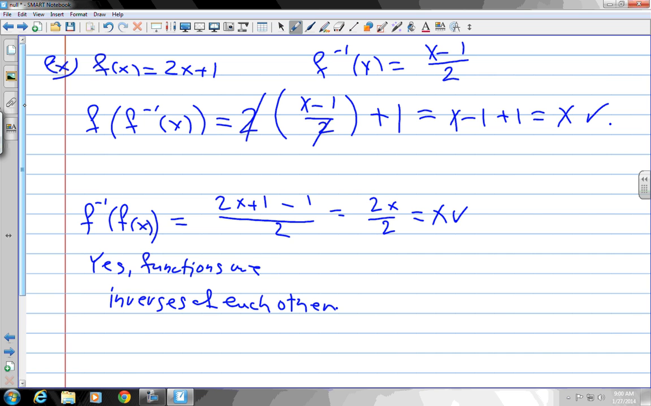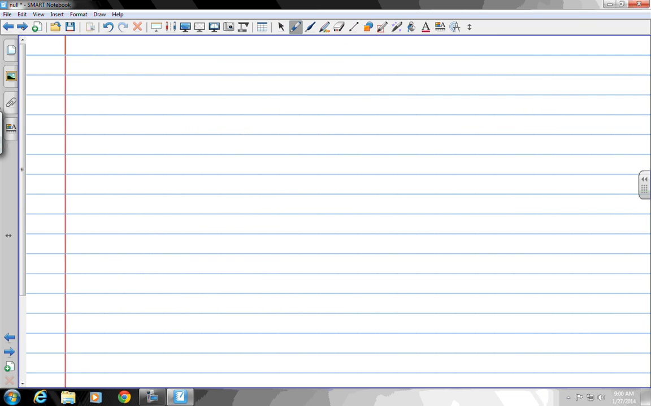Now, of course, this process of just guessing is not bulletproof. We need to have some kind of an algorithm for finding the inverses of functions. So I'm about to give you that, because I can make it more complicated, and it's going to be hard to guess. So here are the steps for finding the inverses.